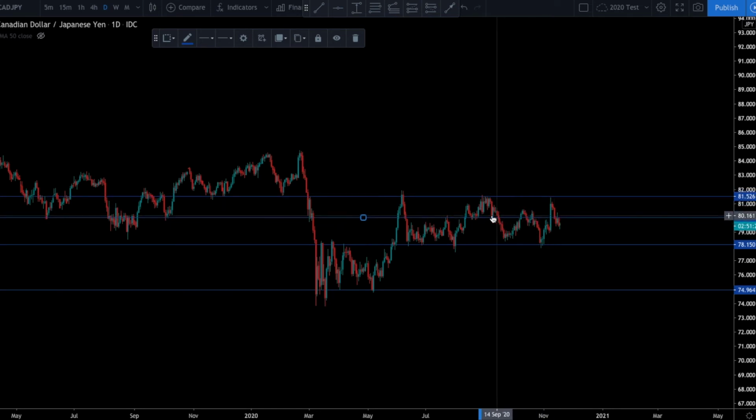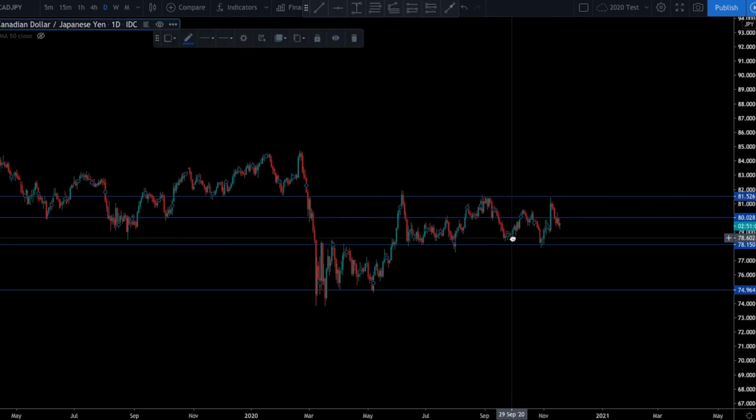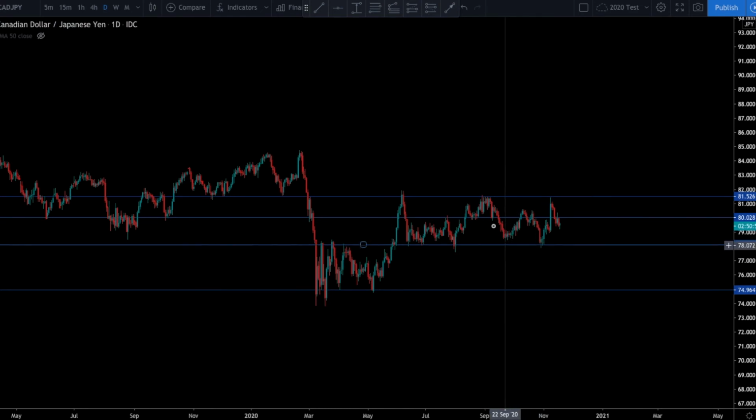This line in here is a mediocre line. It's not a strong line. It's a secondary line where price does react to it, but price eventually breaks it. It ends up breaking it whenever it goes through it.